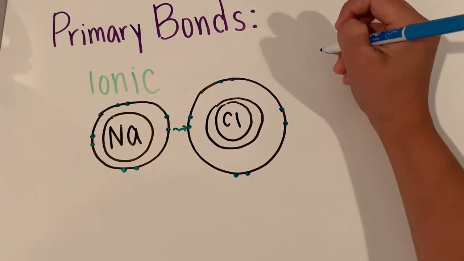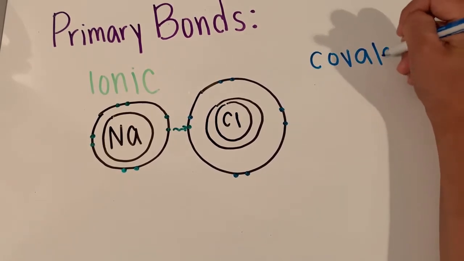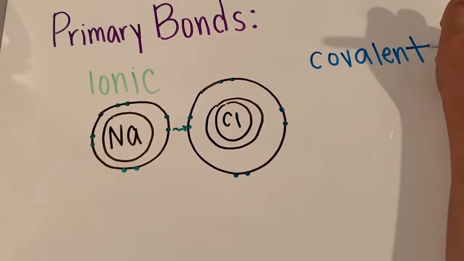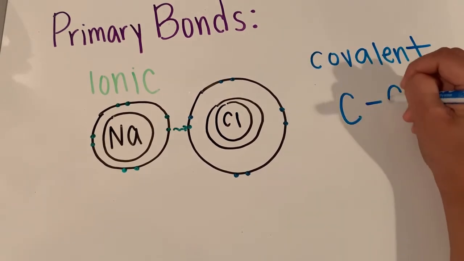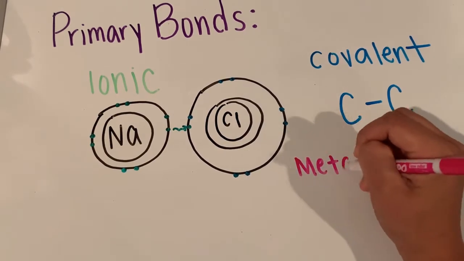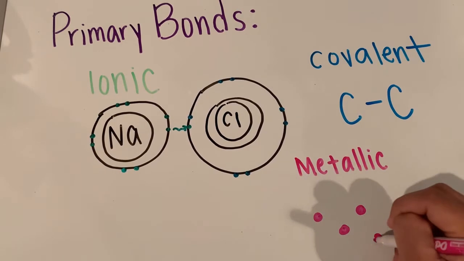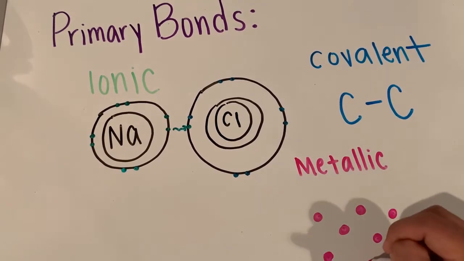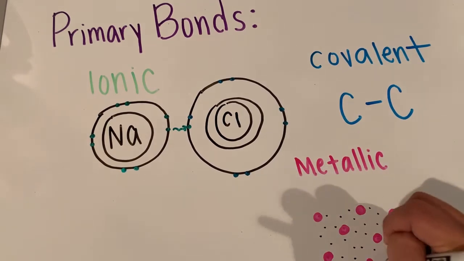Covalent bonds occur due to a share of electrons between atoms that have similar electronegativities, like between a carbon atom with another carbon atom. Metallic bonds occur between metal atoms where electrons form a sea of electrons to allow for ease of movement among themselves, as depicted by the black specks between the pink metal ions.